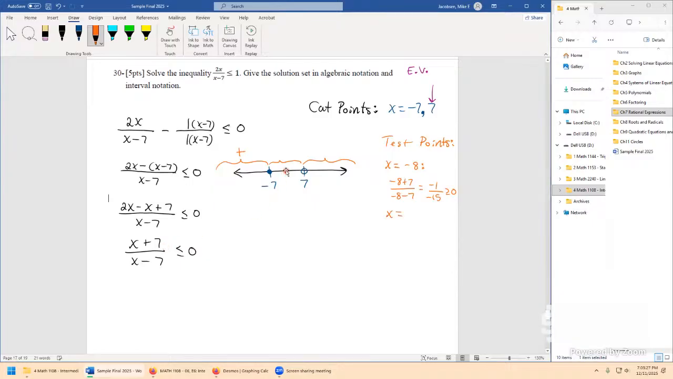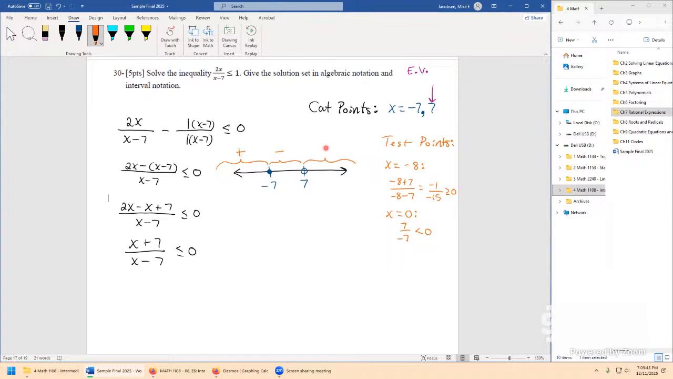Next, pick something convenient in the middle. I would say 0 is awfully convenient. Plug that test point here, and it's just 7 over -7, which is negative. So in this entire region, it's only ever negative values.